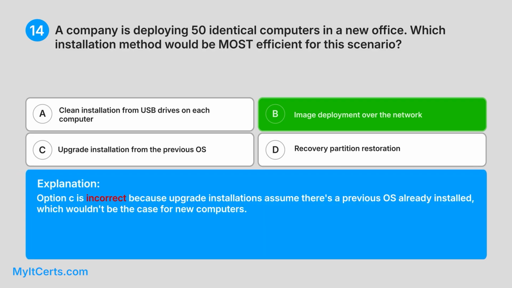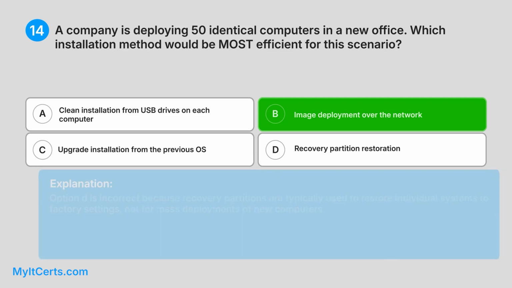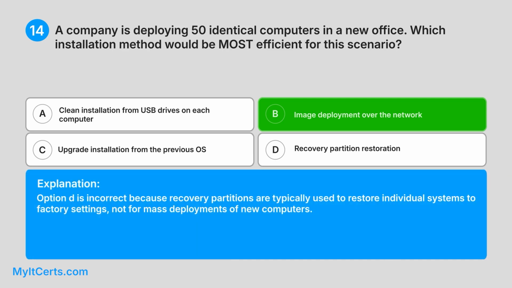Option C, upgrade installation from the previous OS, is incorrect because upgrade installations assume there's a previous OS already installed, which wouldn't be the case for new computers. Option D, recovery partition restoration, is incorrect because recovery partitions are typically used to restore individual systems to factory settings, not for mass deployments of new computers.